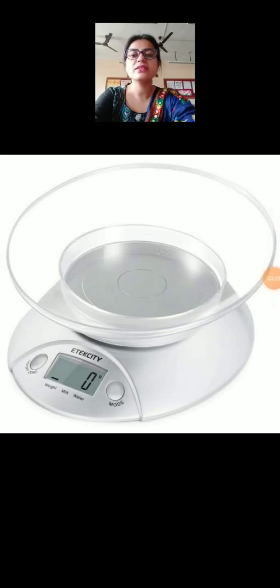Children, this is an electric scale or digital scale. Okay, these are widely used nowadays because it is very easy to measure weights in them, as they show you the weight very easily, just like a clock shows you the time. That is why they are also called digital scales.